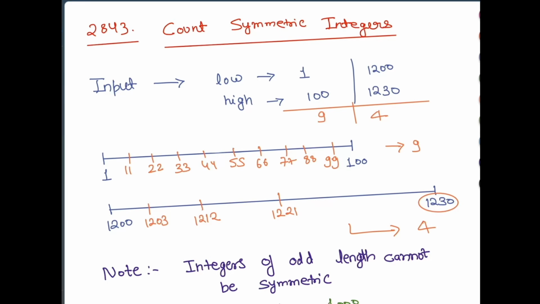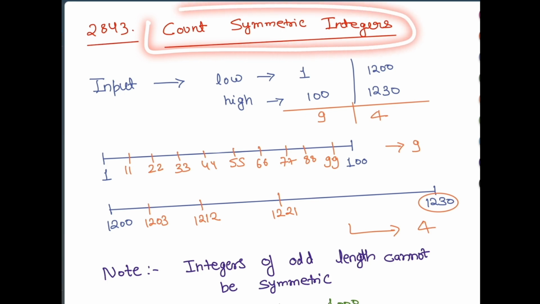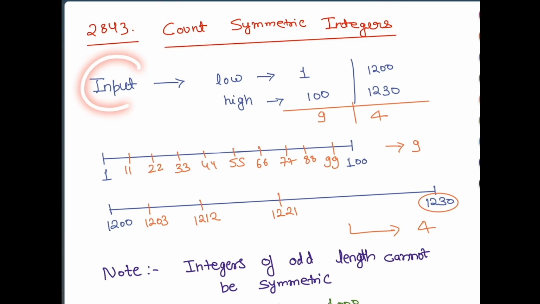Hey, how are you? In this video, we are going to solve the Leetcode daily question, and the question is count symmetric integers. In this question, we are given an input which is low and high. These are two integers which are given as an input. For example, 1 and 100 or 1200 and 1230.